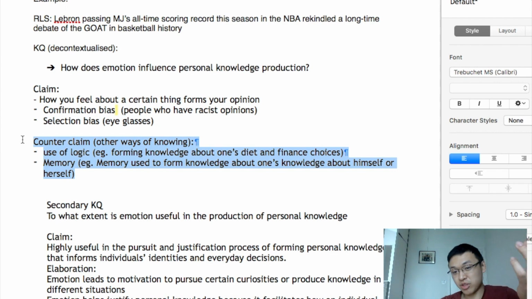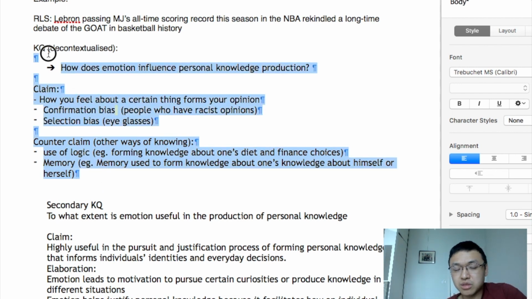And the use of memory, for example. Memory as a way of knowing is very useful in people's personal knowledge production, especially knowledge about oneself. So how do people form personal knowledge about themselves? It's to a large extent based on their memory about what happened, right? So this is how we would go about exploring the first knowledge question, just as an example. Obviously in your presentation, you should go into more detail, but this is an example of the direction you should be taking.